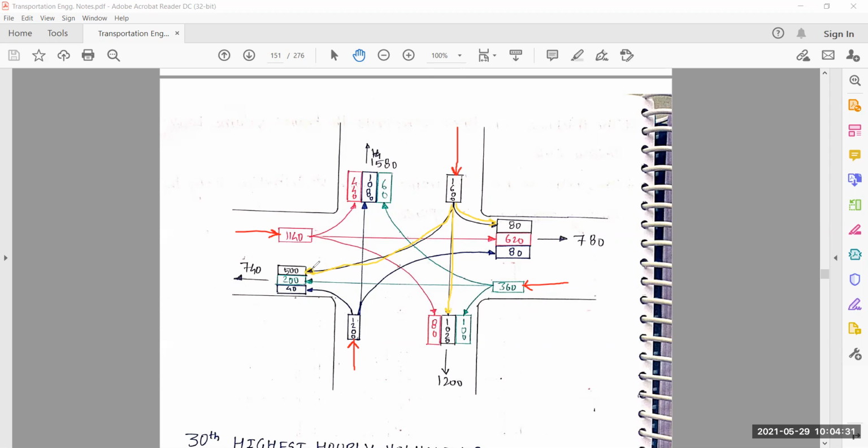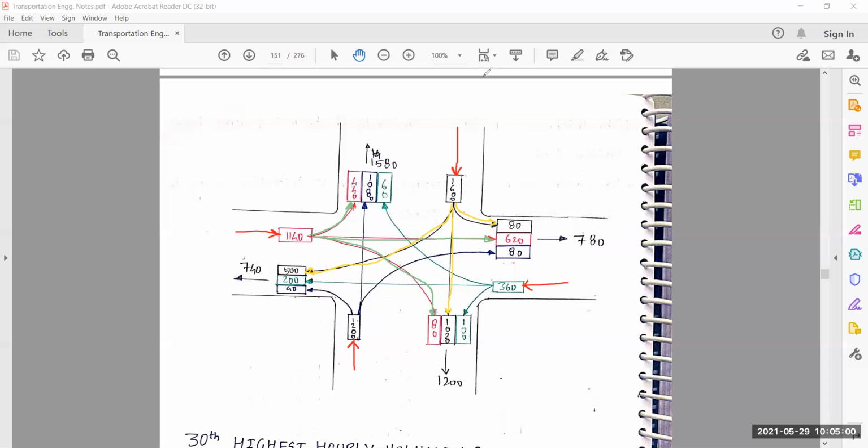Okay, now out of 1140 vehicles, 440 vehicles will move towards left, 620 vehicles will move straight, and 80 vehicles will move towards right.